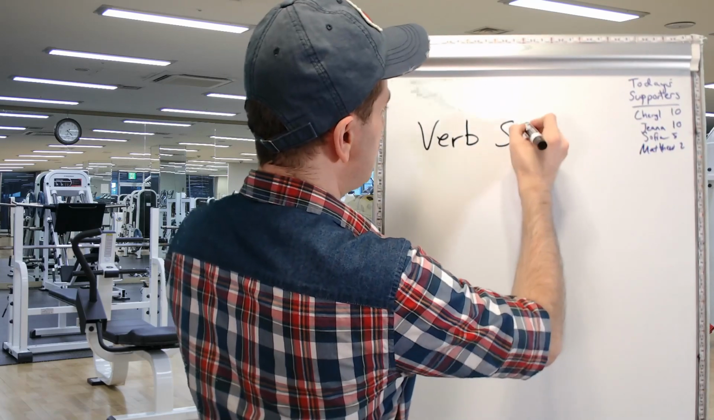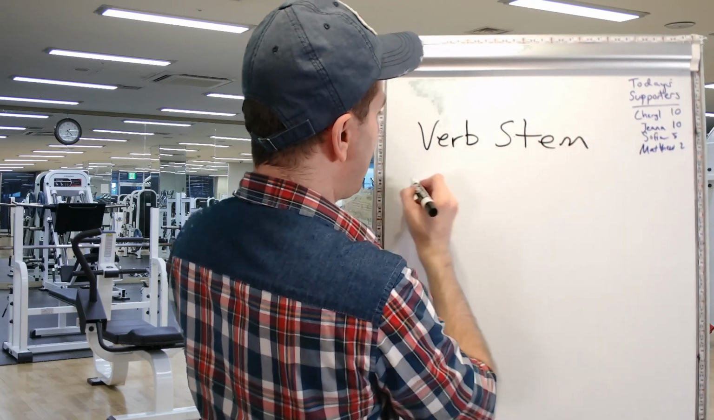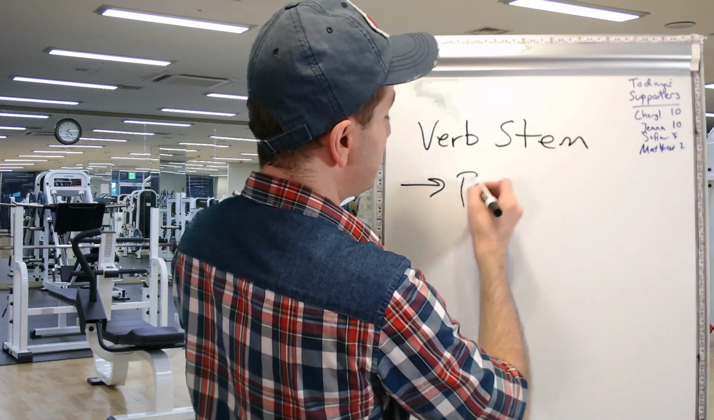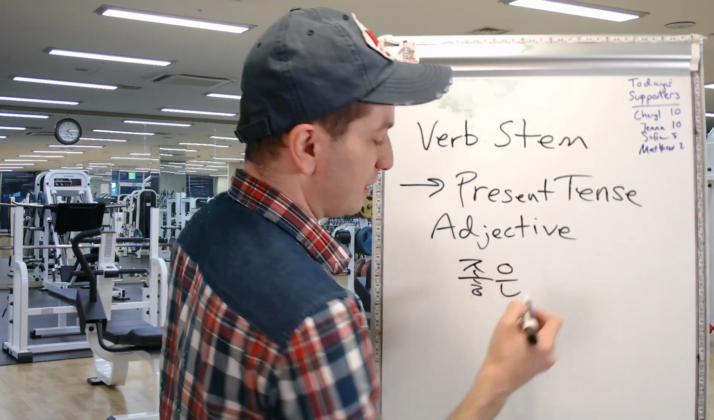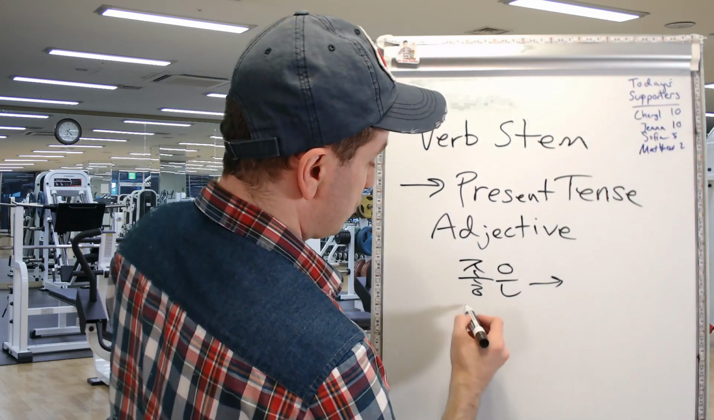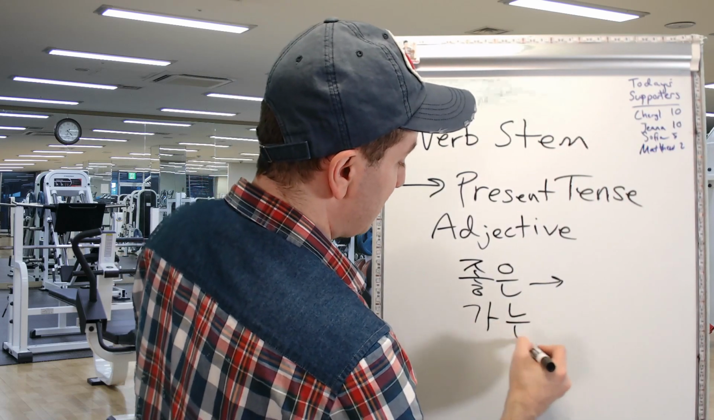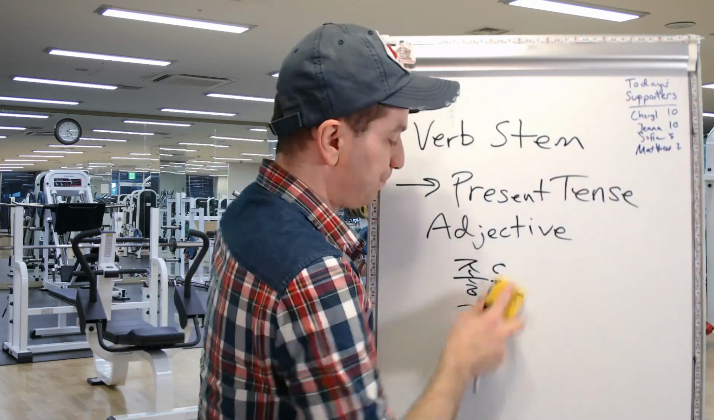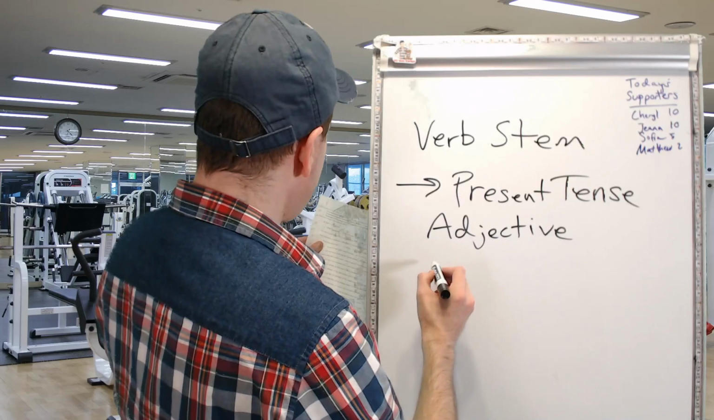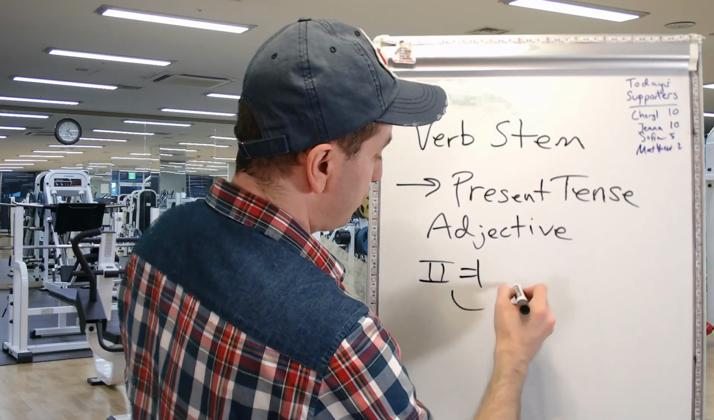The way you do it is you take a verb and you conjugate it into a present tense adjective. For example, 좋다, it would become 좋은. With an action verb, let's just do 가다, it would become 가는. So you just take the verb and you conjugate it into an adjective as usual. Then you attach 편, followed by 이다.